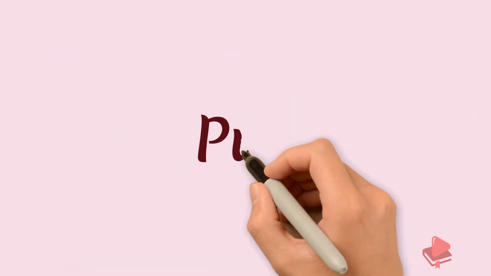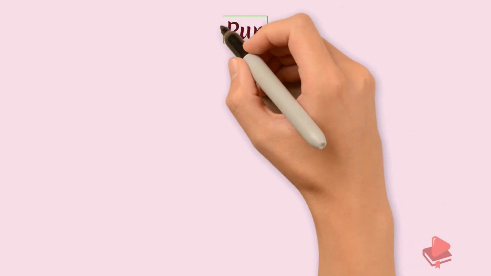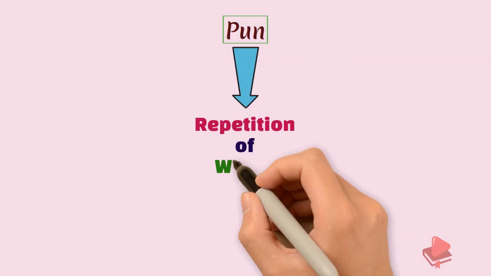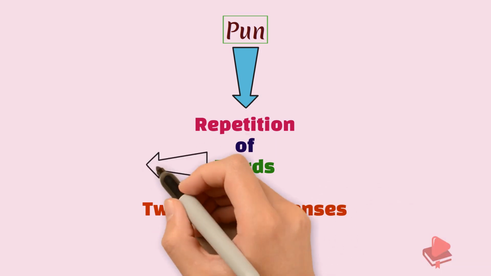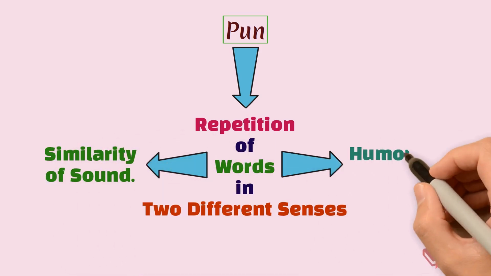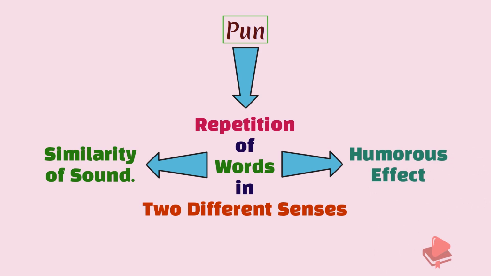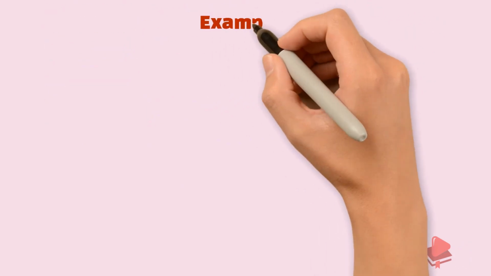Let's see the next figure of speech, that is pun. It is a repetition of words in two different senses. That is, it plays with words having similarity, and it is used to create a humorous effect. Let's understand this with a few examples.